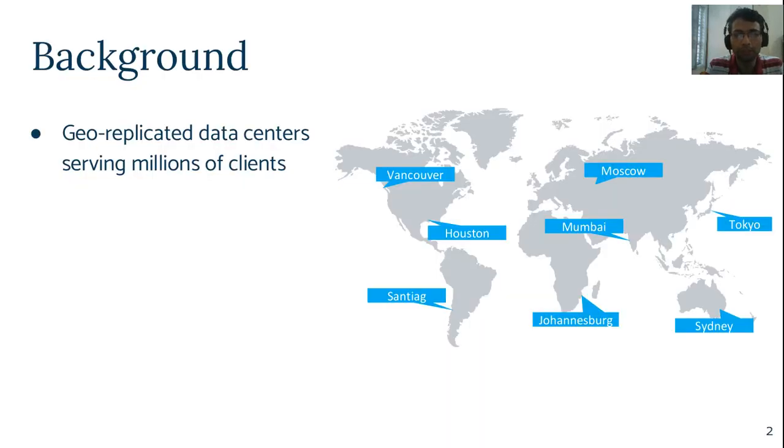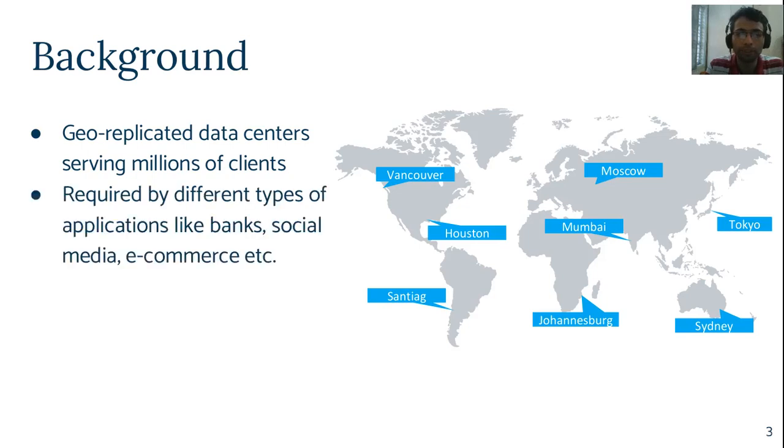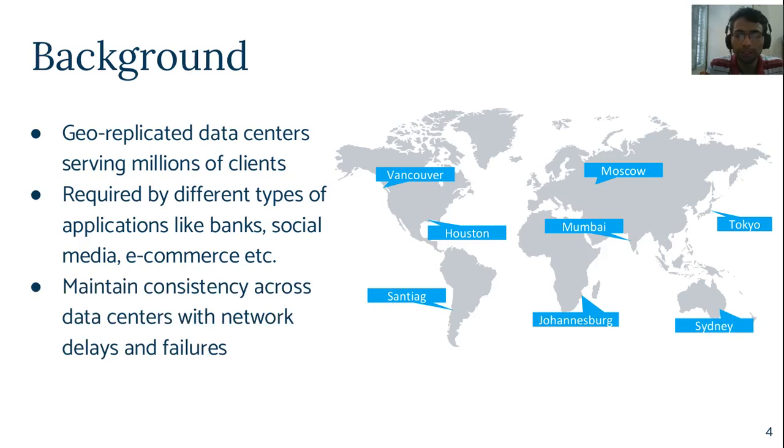We'll look at the background first. Modern web applications require geo-replicated data centers, potentially serving millions of clients at any given point of time. You can think of all sorts of applications which require such a setting, ranging from banks, social media, e-commerce, etc. Now, maintaining consistency across these data centers, given that we have network delays and failures, becomes a challenging task.